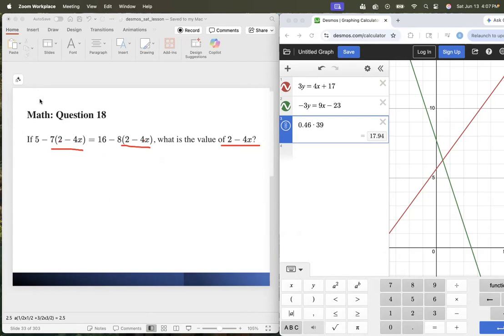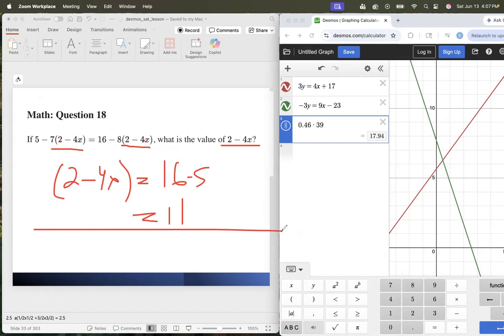If you simplify, I'm going to send this function there. This will be plus 8 and minus 7. This will be 2 minus 4x. That's the first function. The 16 is here. I'm going to send the 5 back there, so minus 5. This is equal to what? 11. This is your right answer.